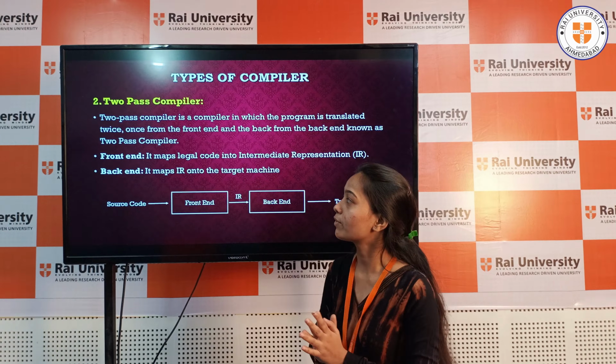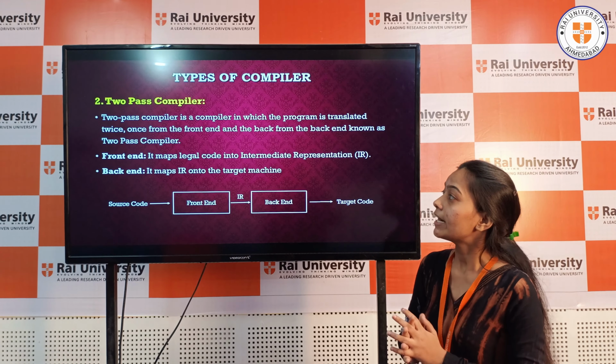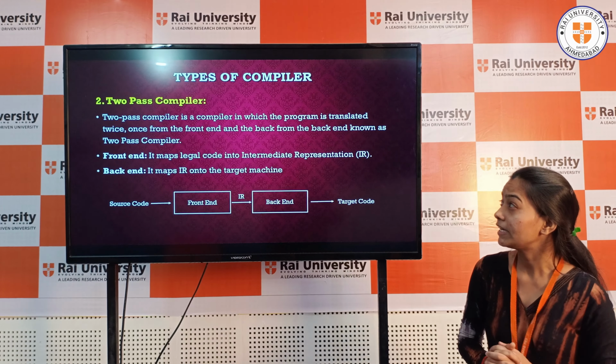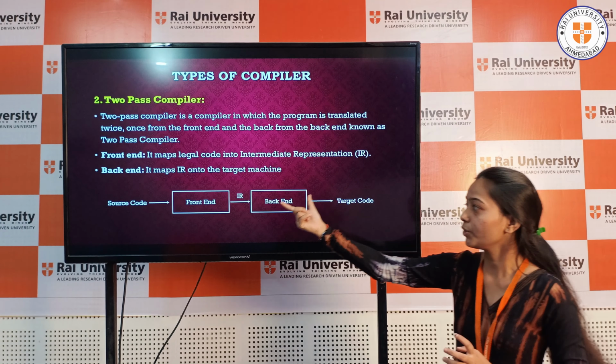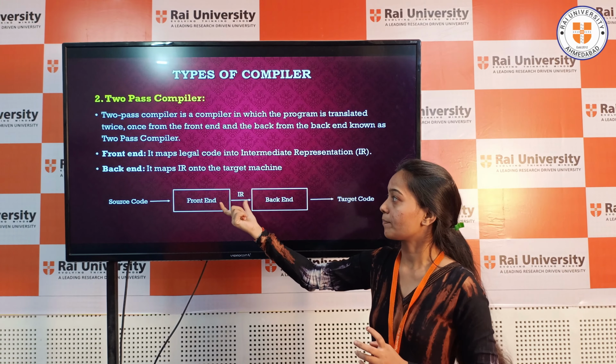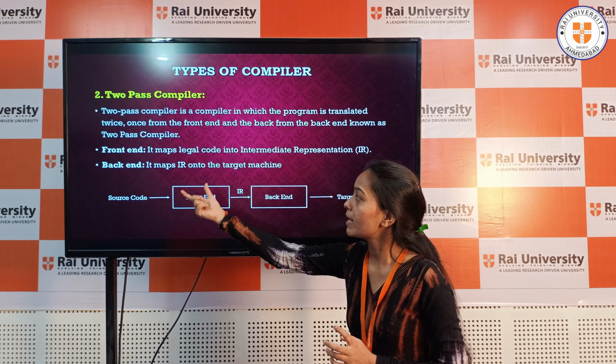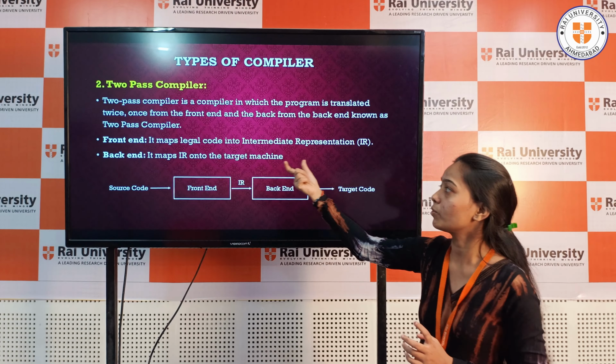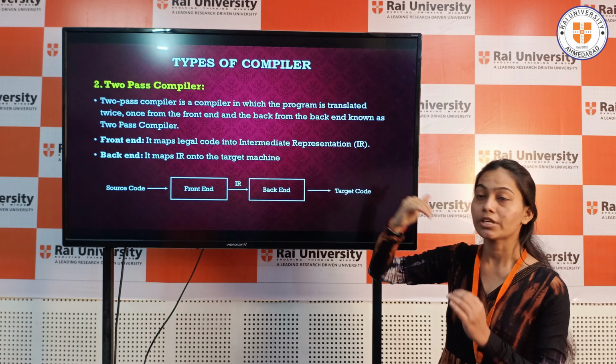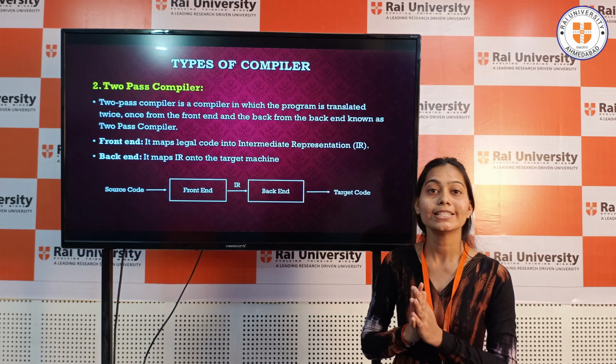Now what does the front end do? The front end maps legal code into the intermediate representation, as I told you using this diagram. And the next one, the backend, maps the intermediate representation onto the target machine. That means in two phases our code is being compiled.